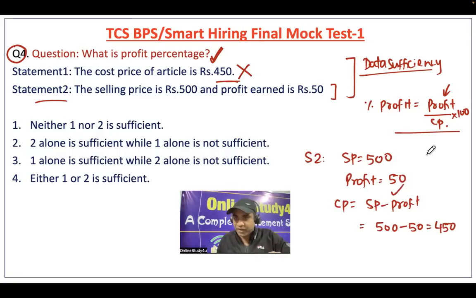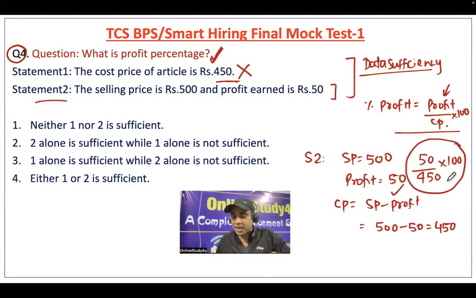So we have profit here, okay, and we have cost price here, and we have multiplied by 100. So statement 2 alone is sufficient to tell the percentage of profit. So here statement 2 alone is sufficient, while statement 1 alone is not sufficient.